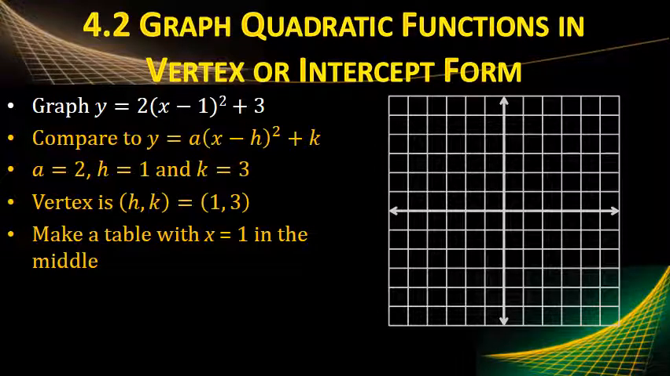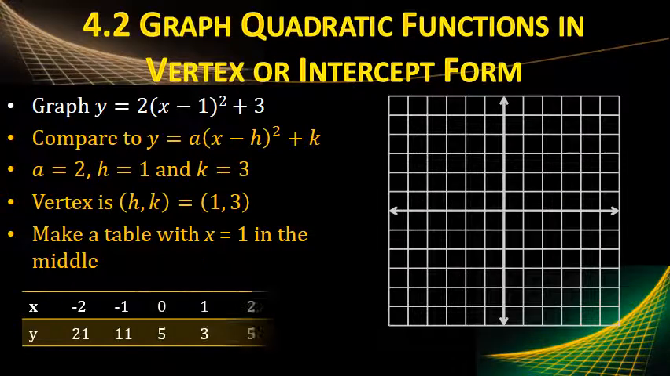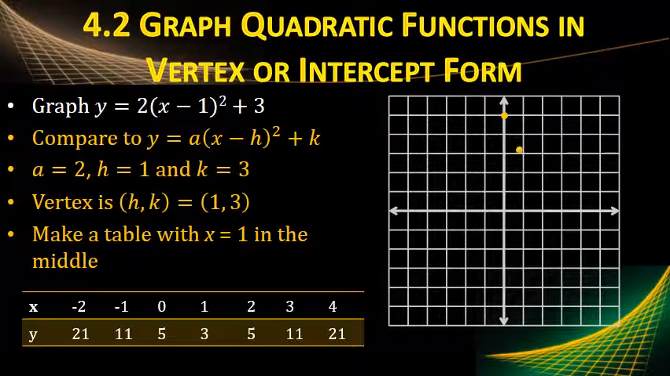Make a table with x equals 1 in the middle and plot the points. I used my calculator to make the table. I only see 3 points here. The rest are way off my graph, so I'll do my best to make a nice parabola through those 3 points. If possible, use 5.